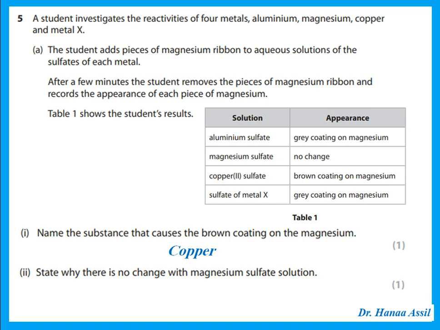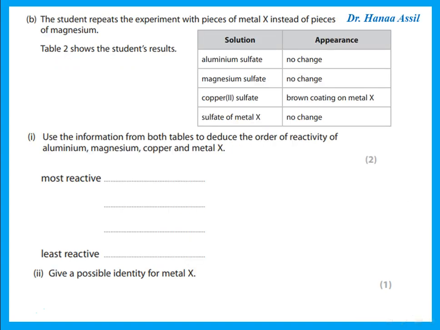State why there is no change with magnesium sulfate. Of course, if he puts magnesium on magnesium sulfate, there will be no change. The metal cannot displace itself, so magnesium does not displace itself. The student repeats the experiment with pieces of metal X instead of magnesium.